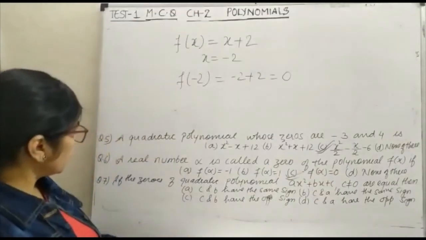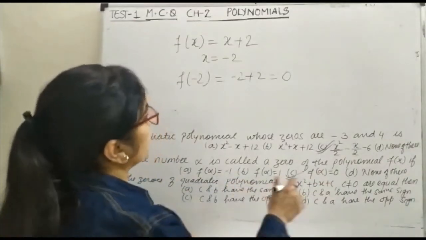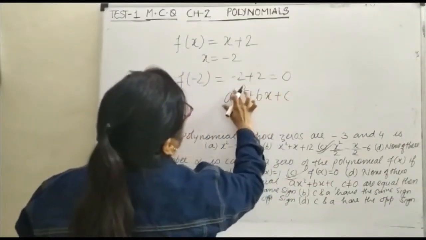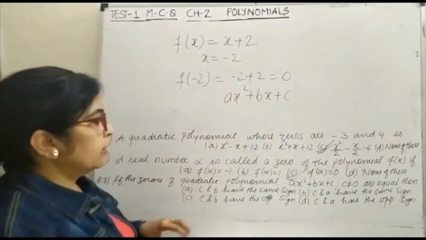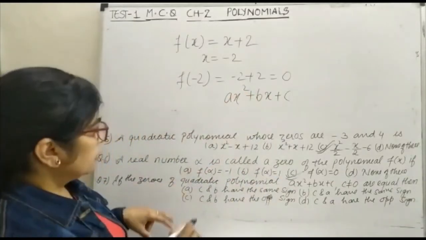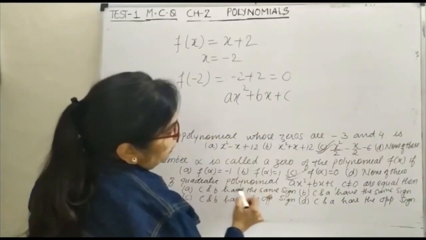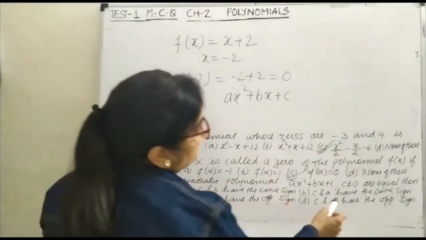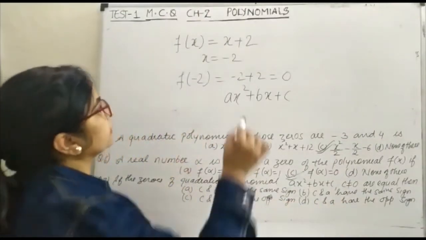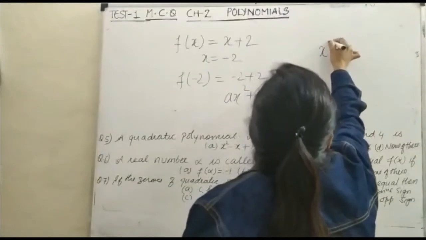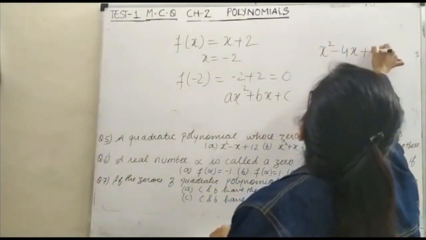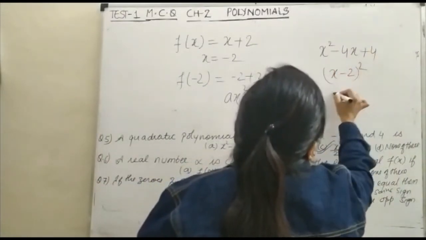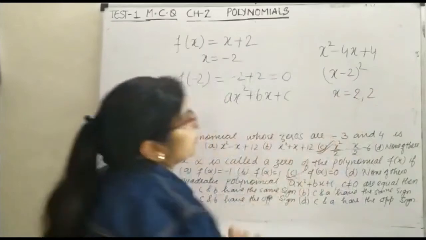Now our last question. If the zeros of the quadratic polynomial ax square plus bx plus c are given to be equal, then c and b have the same sign, c and a have the same sign, c and b have the opposite sign, or c and a have the opposite sign. Just understand this. If this is the equation x square minus 4x plus 4, you can see that this can be written as x minus 2 the whole square, and in this case you will have both the zeros as 2.